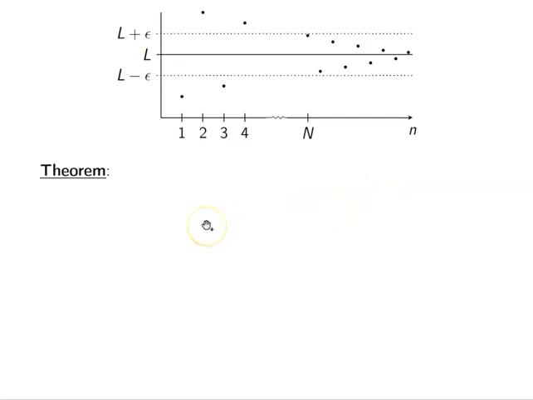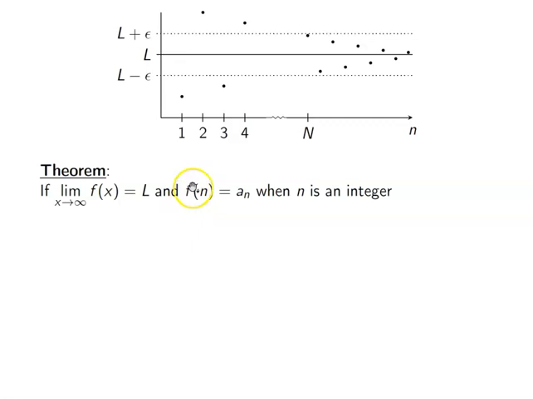Okay, so theorem: if the limit of f of x, I have a function of x, as x goes to infinity, is equal to the limit L, and f of n equals a sub n. So what this means is whenever I am at n, so let's say f of 1, I will be equal in value to the first term of my sequence. At 10, my function will be equal to the 10th term of my sequence. At 1,000, my function will have an output that's equal to the 1,000th term of my sequence.